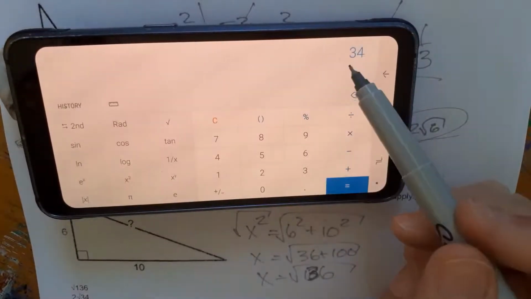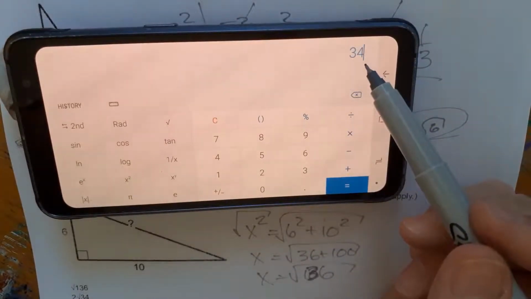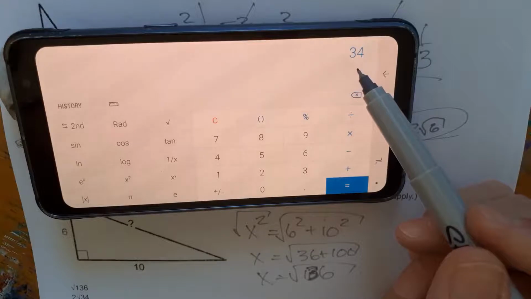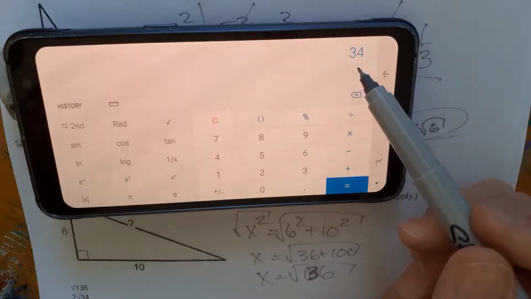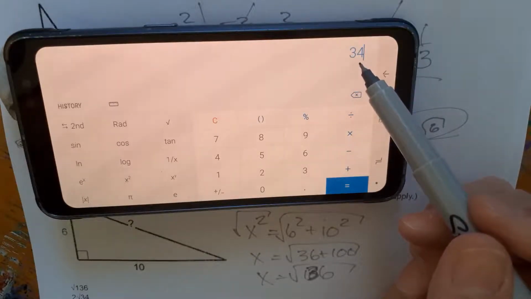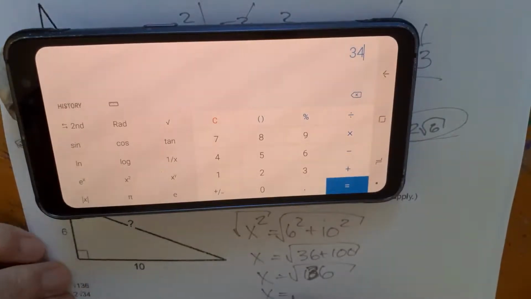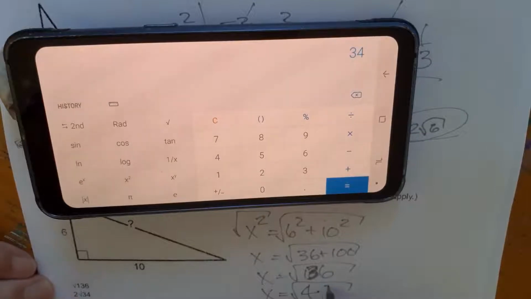Are there any other perfect squares inside of 34? Is there a 4 in there, for example? 4 times something equals 34? No. Is there a 9? 9 times something equals 34? No. Is there a 16? 16 times something equals 34? No. All right, why am I going through those numbers? Because those are the perfect squares I'm trying to pull out. So this becomes x equals the square root of 4 times 34.